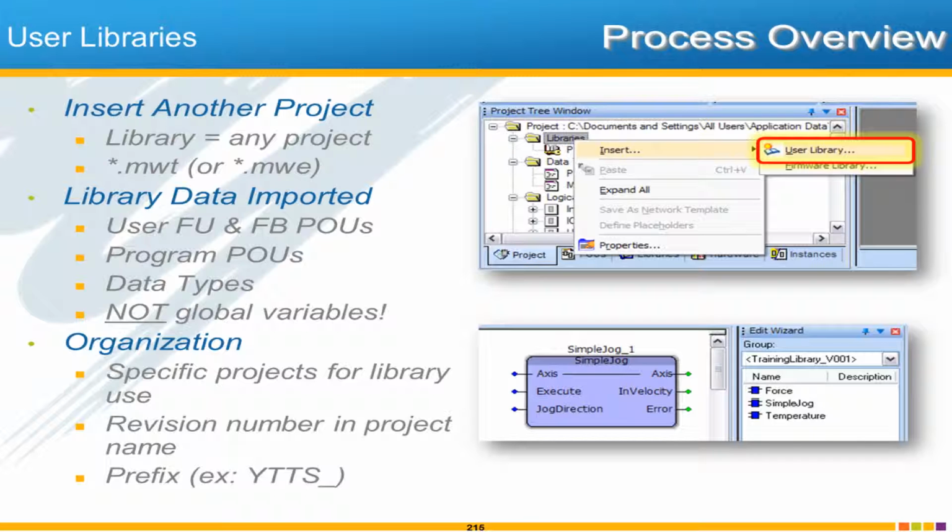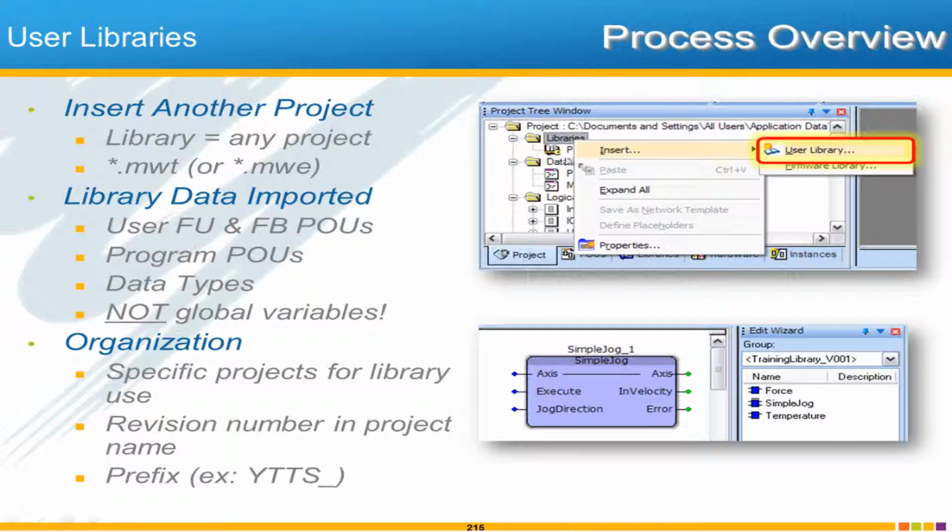I'd like to begin with an overview of the process of inserting a library into your project. Basically, you have your project with a libraries folder, and you right-click Insert User Library. This user library is nothing more than another project. After you insert that library, the data that you get from that project are all of the functions and function blocks and even program POUs from that project. You also get the data types. What you don't get is the global variables or any hardware-based variables.